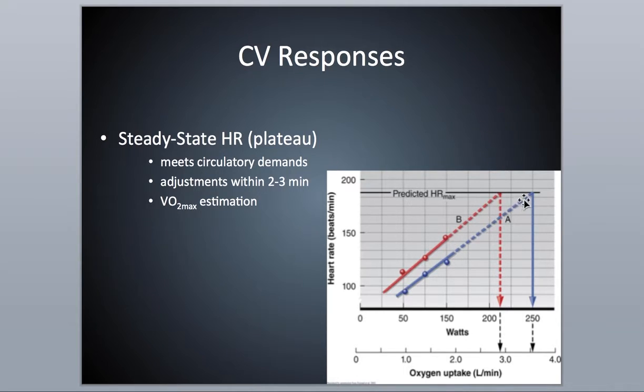And again, if you extrapolate those lines out, subject B's line is going to hit the predicted heart rate max before subject A. So if you drop that line down, their VO2 is lower than subject A. So again, you can use the steady state heart rate for predictors in conditioning.